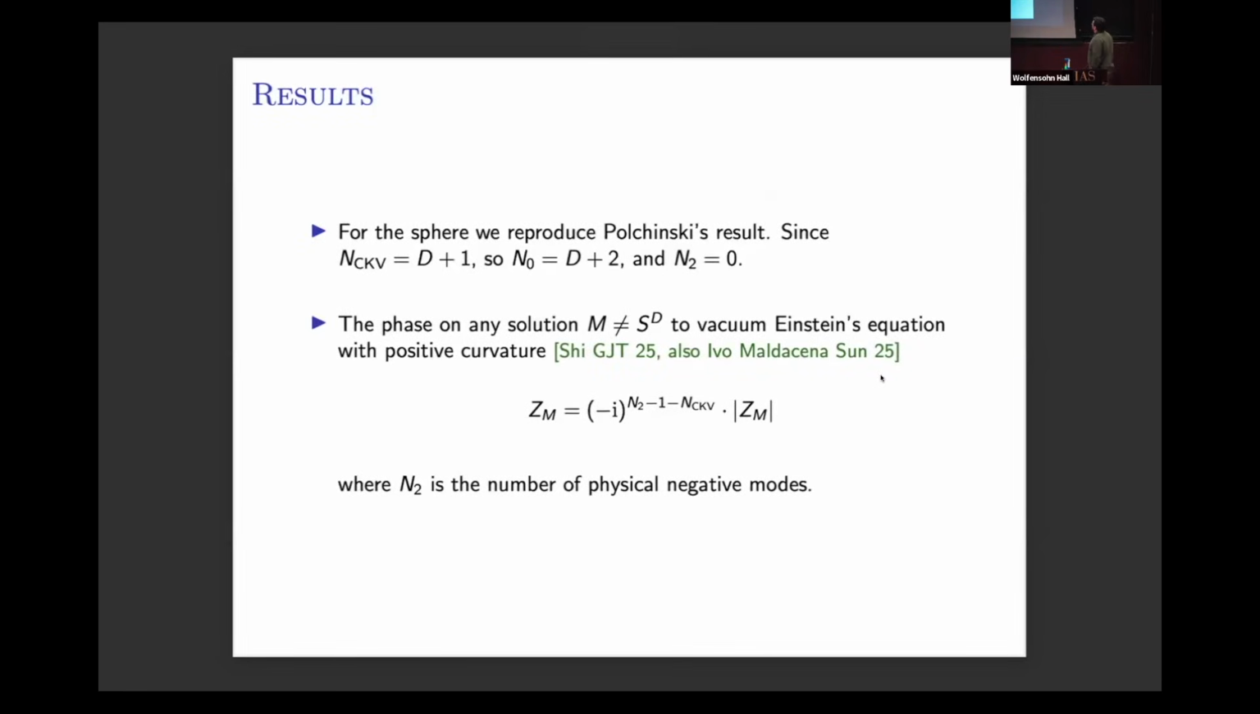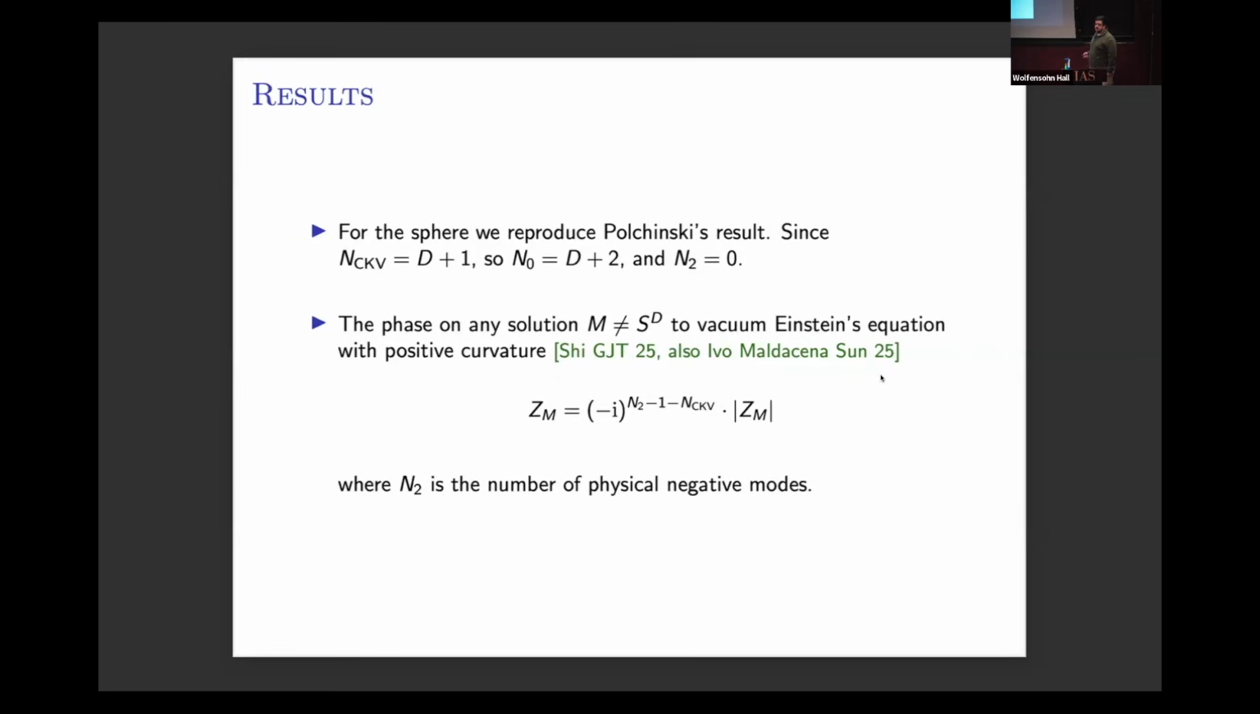Okay. For the sphere, this reproduces the result of Polchinski. So the number of conformal Killing vectors is d plus 1. So the number of scalar negative modes is 1 plus d plus 1, which is d plus 2. And in the sphere, you can check that delta 2, the spectrum in the TT sector, doesn't have any negative mode. But, well, like I said, more generally, one can claim that the phase on any solution other than the sphere to the vacuum Einstein's equation with positive curvature is always minus i to the n2 minus 1 minus the number of non-isometric conformal Killing vectors.